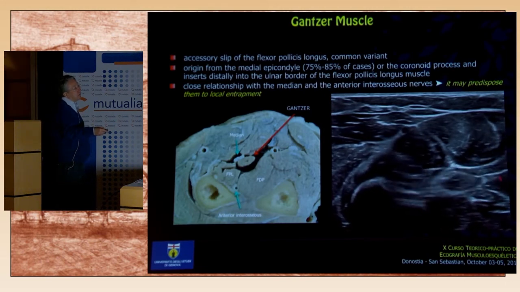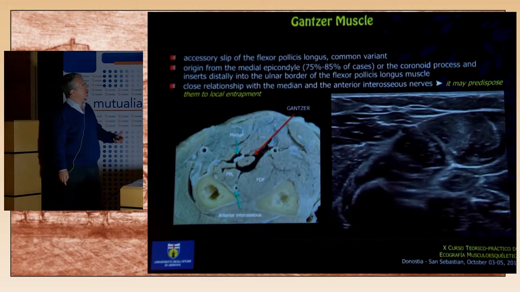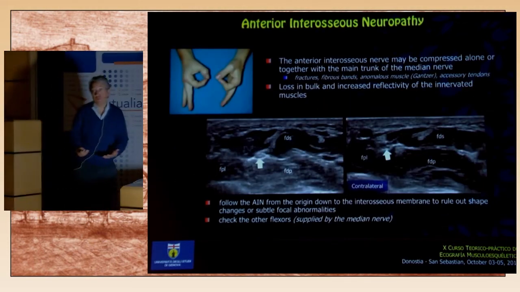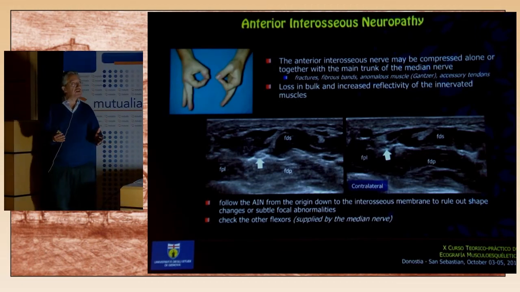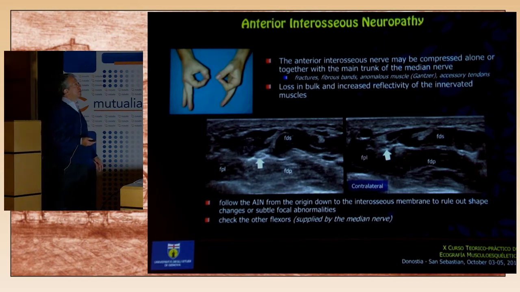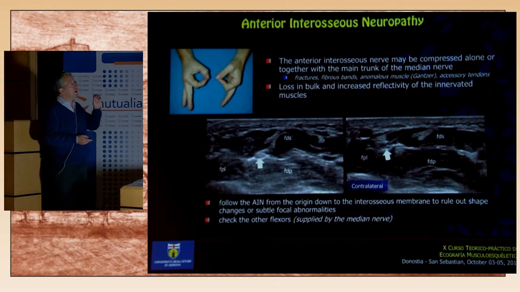So there is some literature about the potential compression of this muscle on the nerve, but of course you can only report that a muscle is present, and that the patient has atrophic changes in the muscle supplied by the anterior interosseous, nothing more. You cannot imagine demonstrating a change in size of the anterior interosseous.